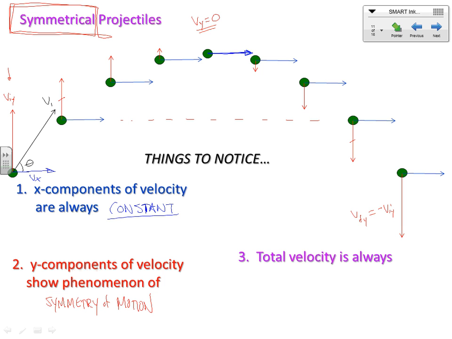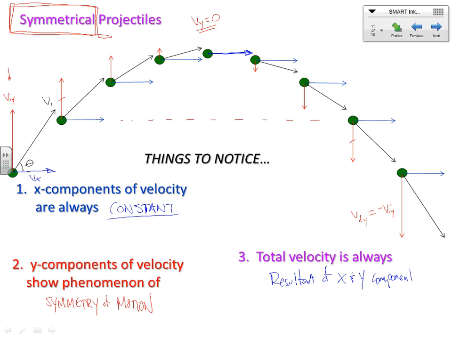And if we want to look at the actual velocity or the actual speed, it's just like we did on the horizontally launched projectile. We look for the resultant of these vectors. So it's the resultant of x and y components of velocity. Notice at the top, there is no y component, so the whole velocity is just Vx.